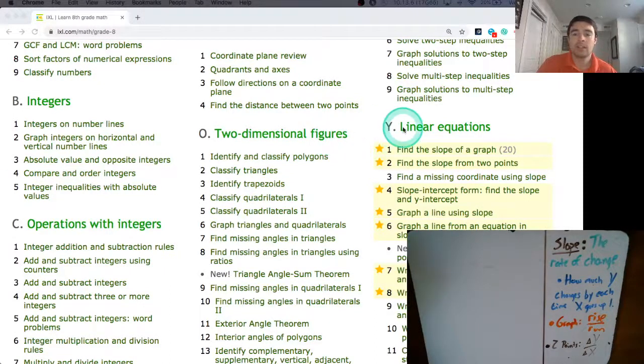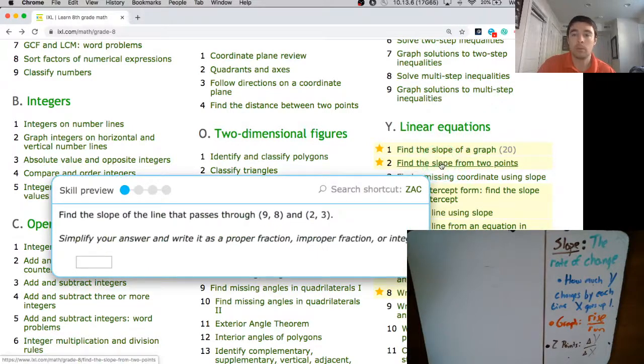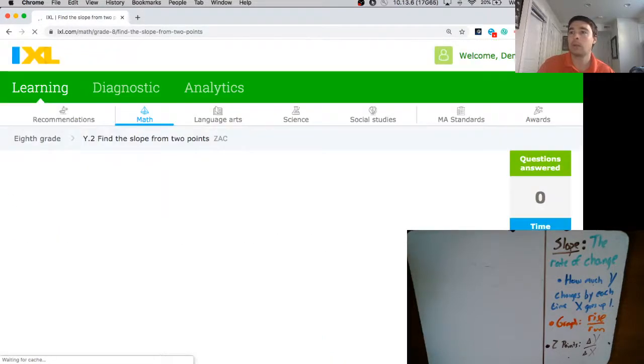We're going to be looking at the second assignment in cluster Y, the one that's called Find the Slope from 2 points. As this assignment loads up, I'm going to make the whiteboard a little larger for a second to look at some of our notes.